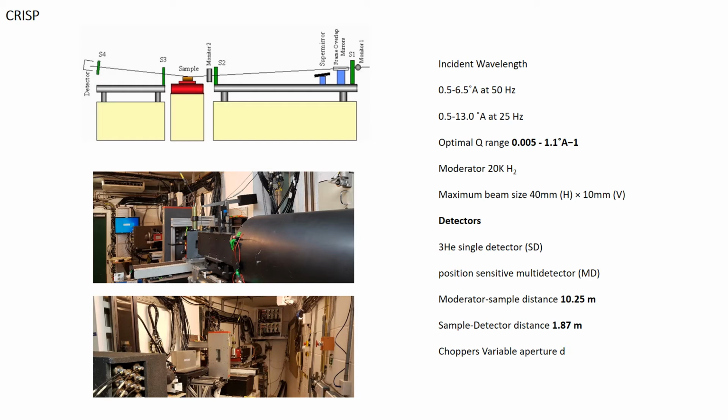So myself, John and Rob have been looking into what we would need to do to bring CRISP back onto the user program, and in particular what new science capabilities we would want the beamline to have if it was brought back. And one of those was lamellar diffraction capabilities.